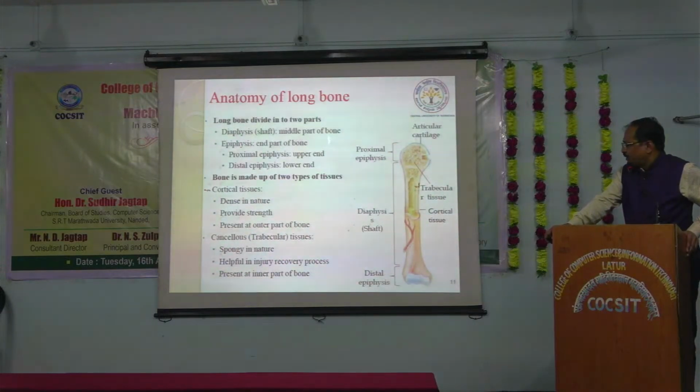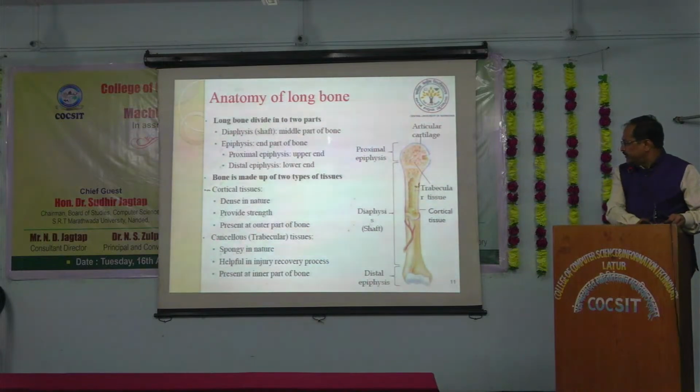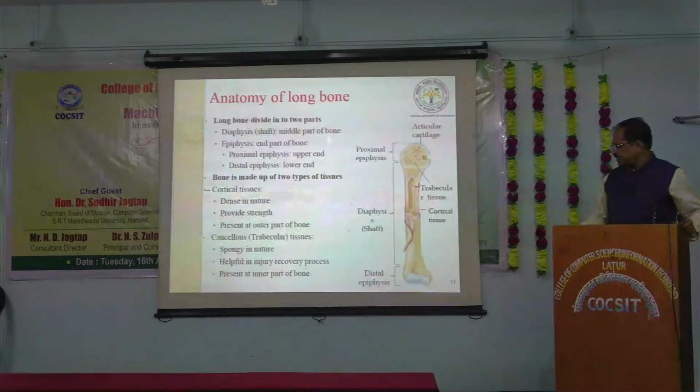The cortical tissue is present at the outer part. Inside that is the cancellous or trabecular tissue, the soft tissue that we call bone marrow. It is like a sponge inside the bone, and it is helpful in the injury recovery system. Whenever we get an injury, this helps us recover from it, giving fast recovery. It is present at the inner part, inside the bone.